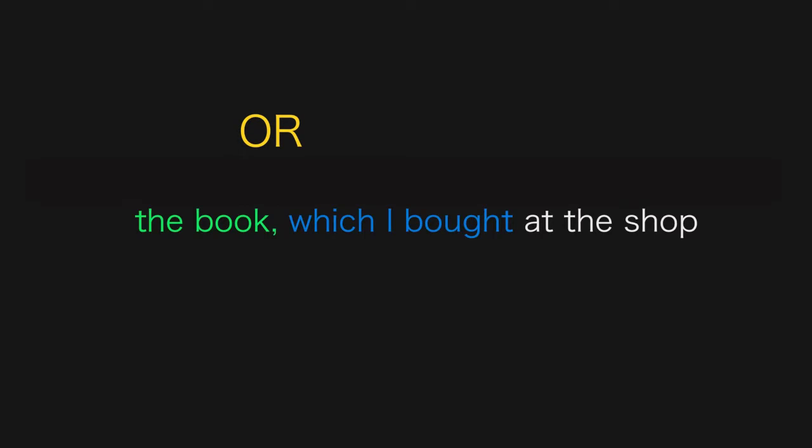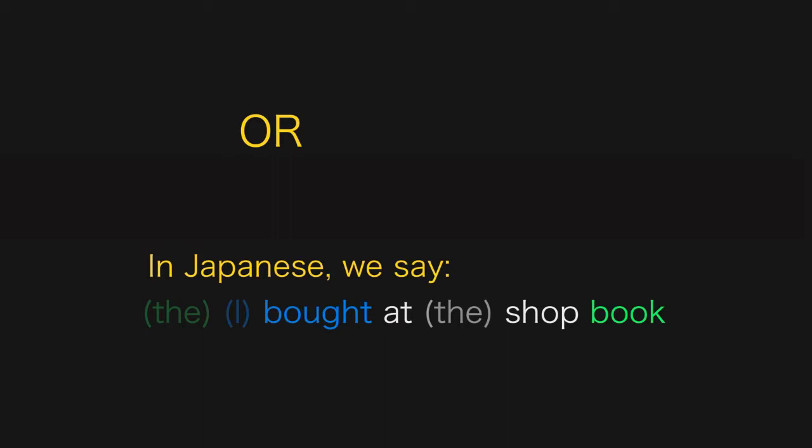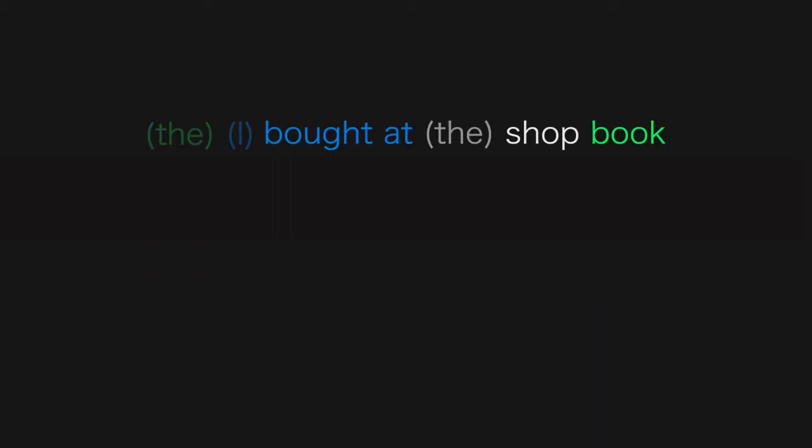So in English, the book which I bought becomes in Japanese, the bought book, or the book which I bought at the shop. So it's the same kind of thing, but we're just making our modifying clause a little longer. In Japanese, that would be the I bought at the shop book. Now, of course, in Japanese, you don't need to use pronouns like I, and you don't need to say the. So what we're left with is bought at shop book.